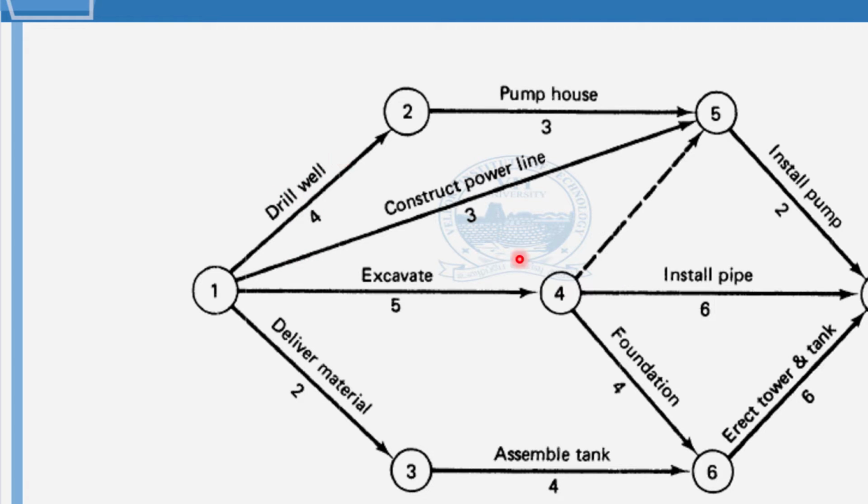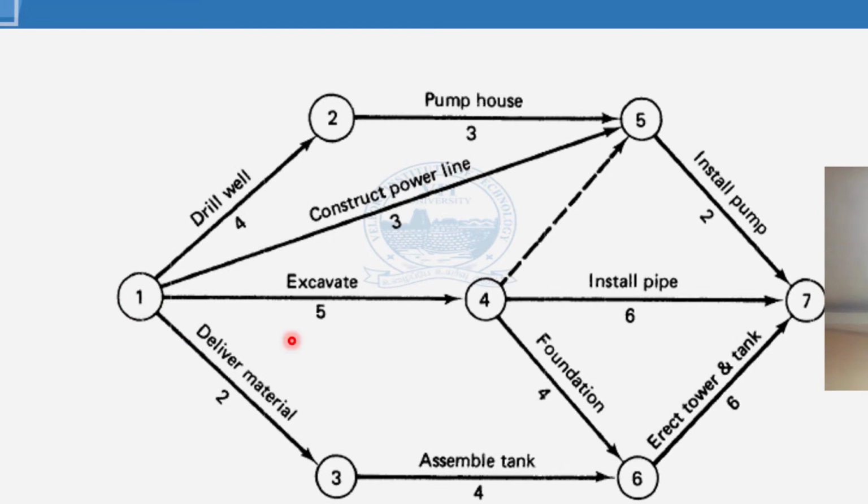First you drill the well, then you go ahead for the pump house, you bring the power line, and on the other side you do the excavation, and then you install the pump only after you finish the excavation. This is a dummy activity which we have marked. So on, we also have the excavation of the foundation, then the installation of pipes, and everything is ending in number 7.